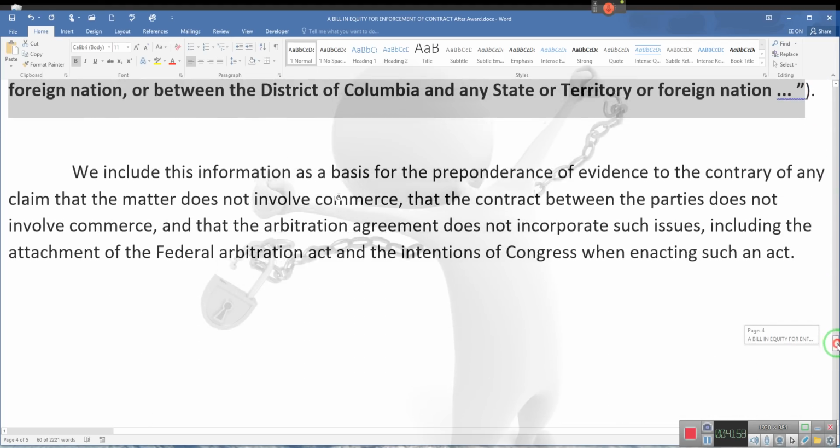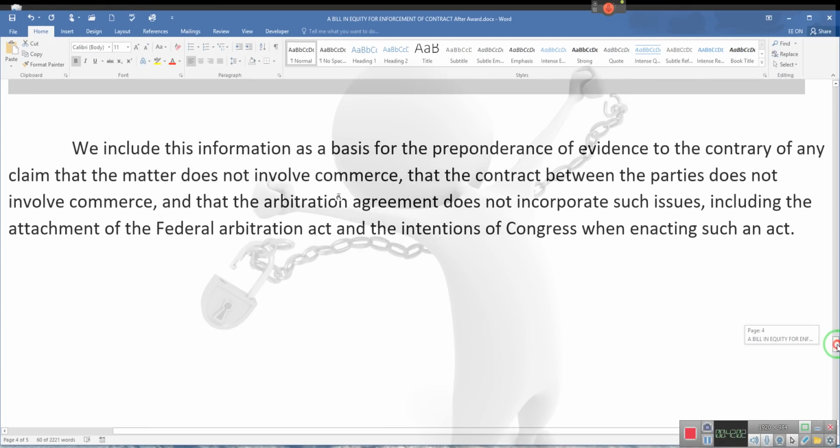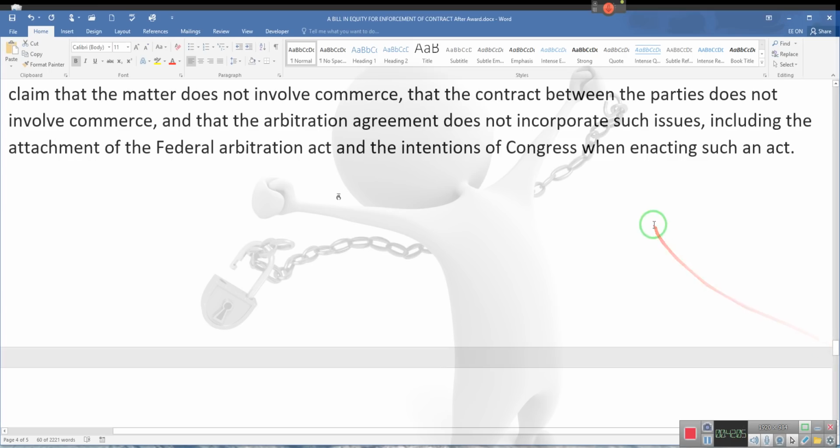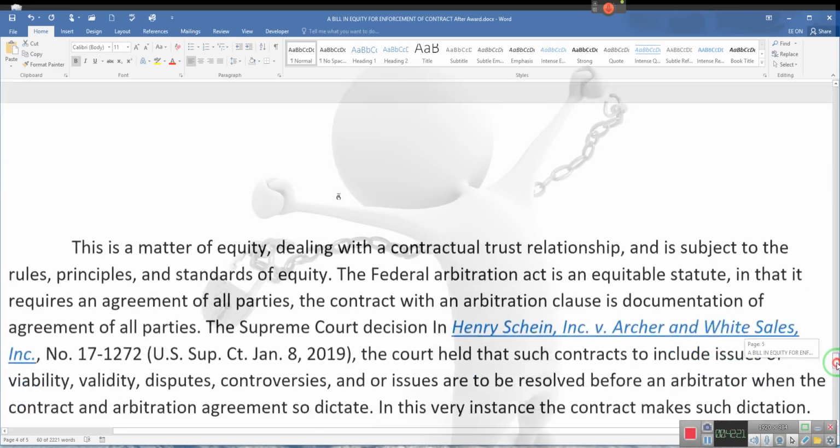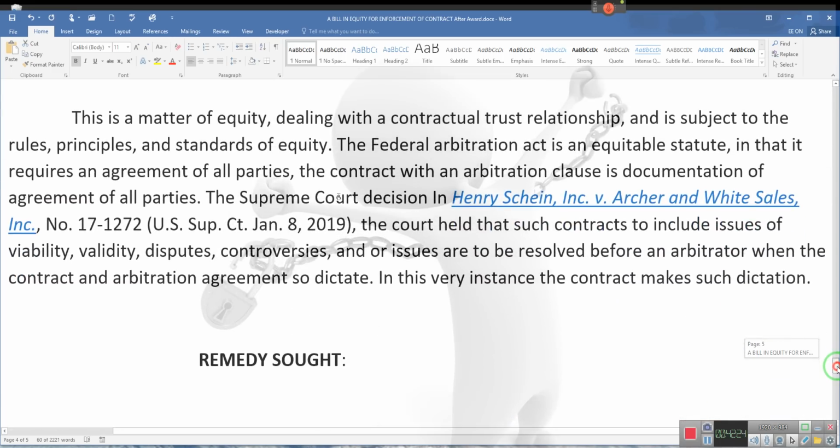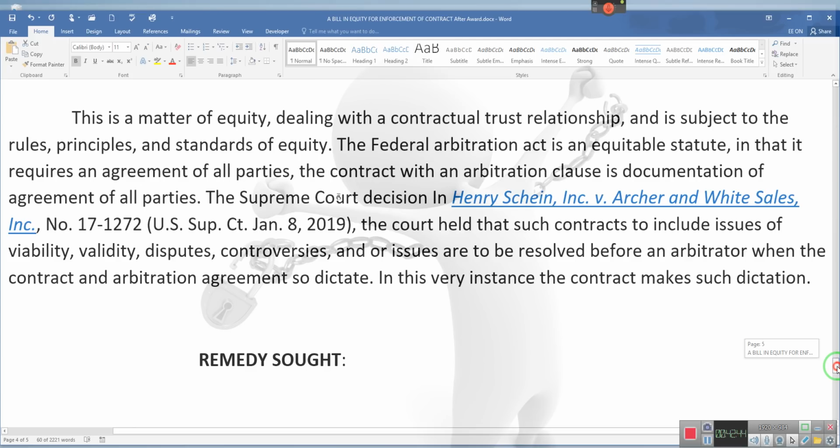We include this information as a basis for the preponderance of evidence to the contrary of any claim that the matter does not involve commerce, and that the contract between the parties does not involve commerce, and that the arbitration agreement does not incorporate such issues, including the attachment of the Federal Arbitration Act and the intentions of Congress when enacting such an act. This is a matter of equity, dealing with a contractual trust relationship, and is subject to the rules, principles, and standards of equity. The Federal Arbitration Act is an equitable statute in that it requires an agreement of all parties. The contract with an arbitration clause is determination or documentation of the agreement of all parties.